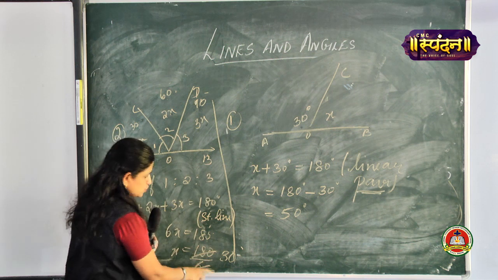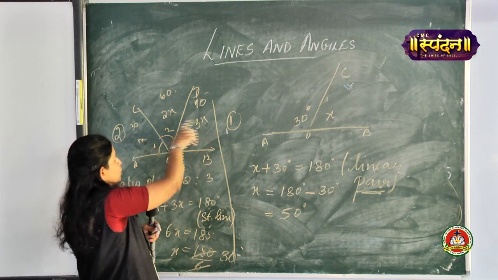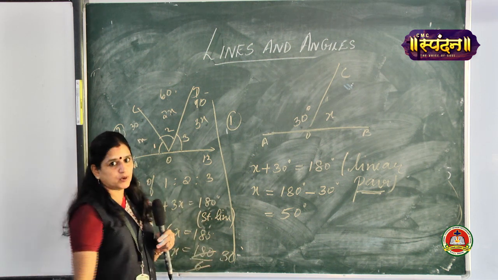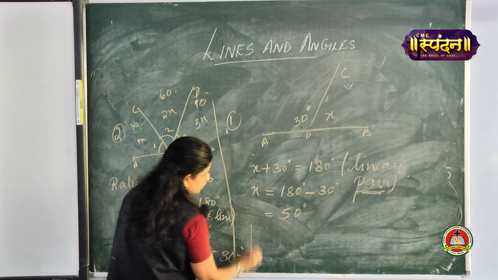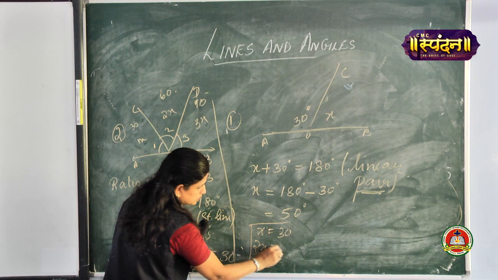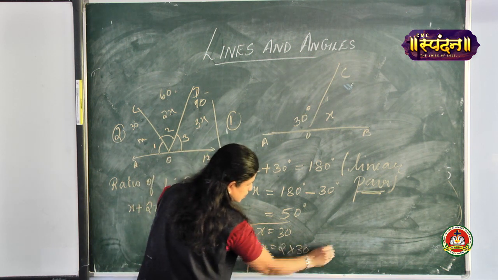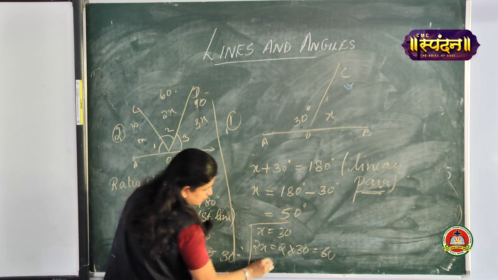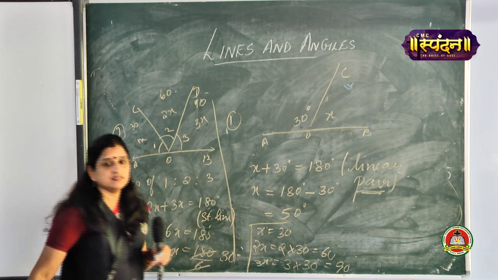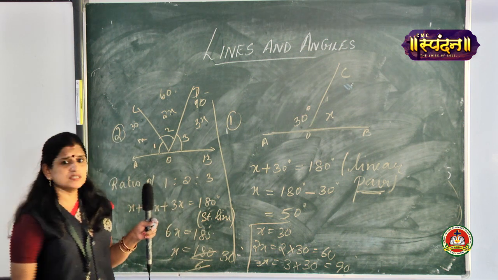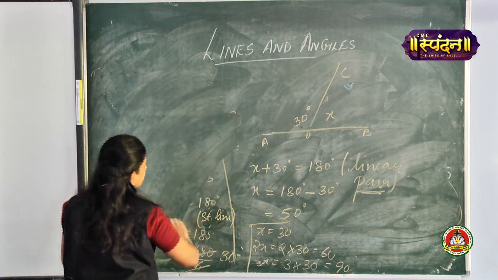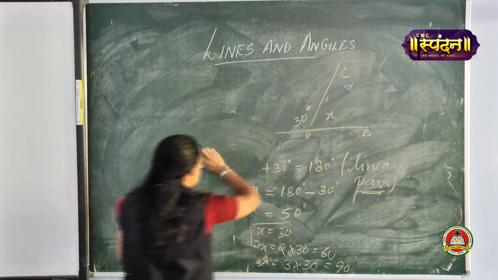So you have to solve this and show it in your copy. Directly you should not just write checking. You can write the angles over here and add them. But from your examination point of view, you have to show all the steps over here. X is equal to 30, 2x is equal to 2 into 30, which is equal to 60, and 3x is equal to 3 into 30, which is equal to 90 degree. Have you understood these two sums? So let me give one more example of vertically opposite angles.